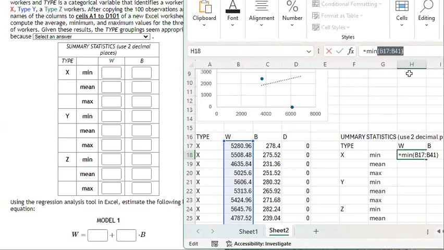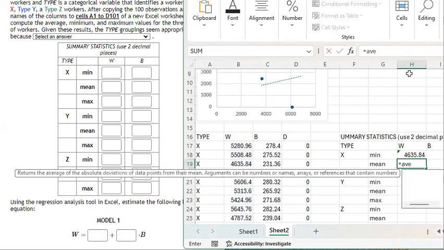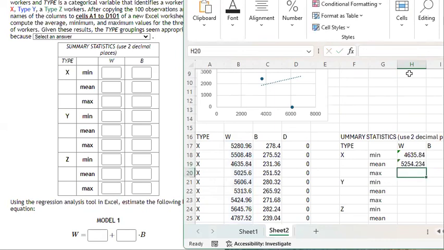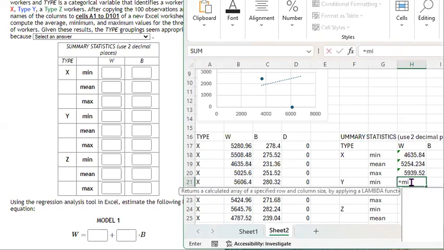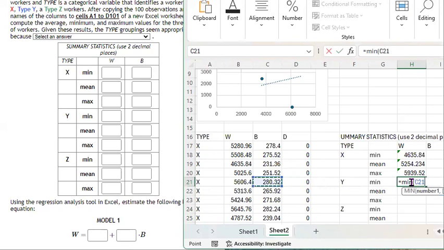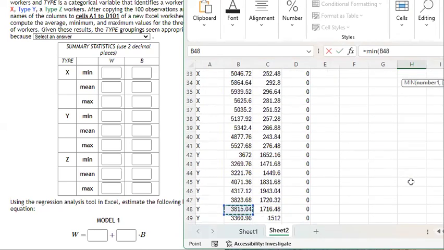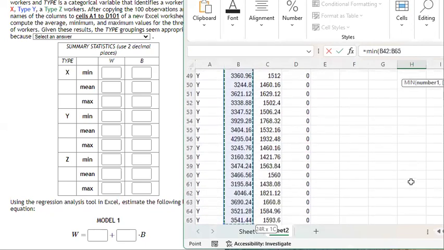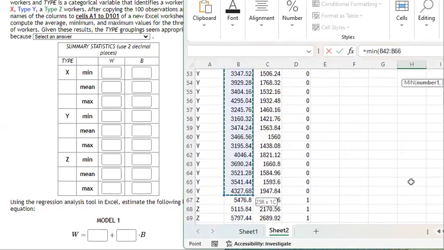So I'm going to copy this and I'm going to put it here for the average. So the mean or average for the type X worker is that value. The maximum value, right, for the type X worker, right? And then we do the same thing for the type Y worker. So I need the minimum for the type Y worker. So I'm going to come over here, go down and find my first Y worker's wage, right? Monthly wage. I'm going to hit the shift button and use the down arrow until I get to the last Y worker wage. And it's $4,327.68 per month, right?